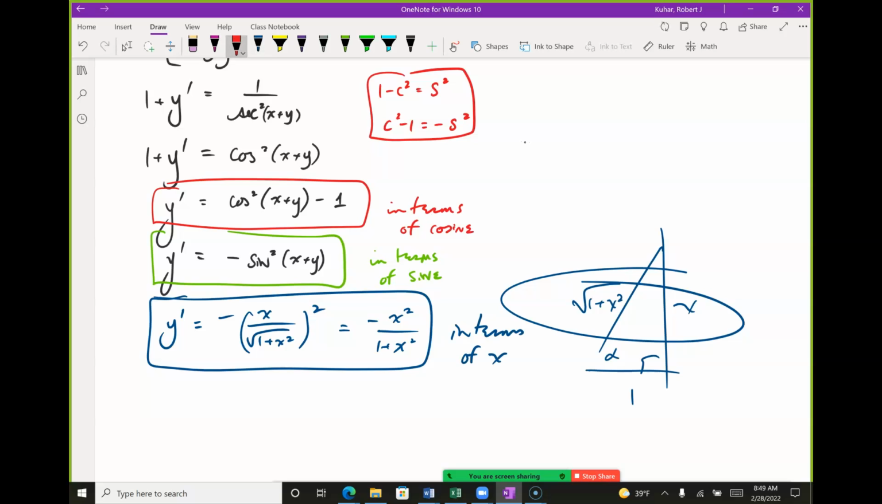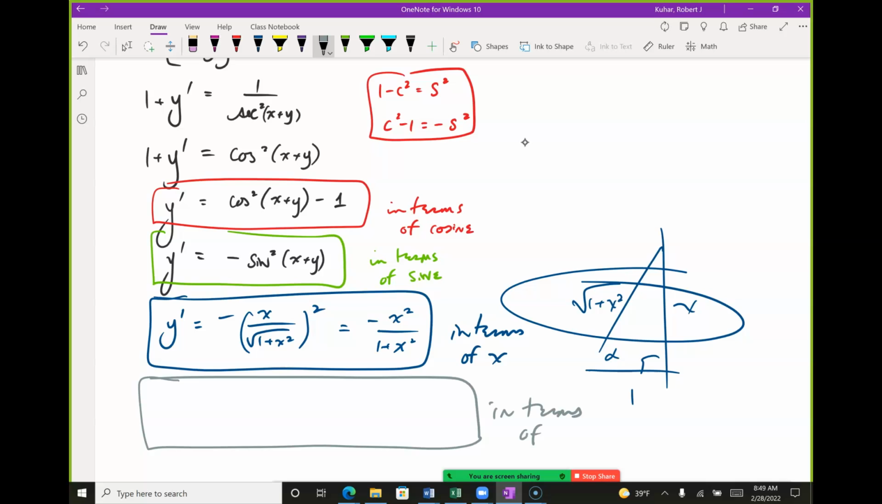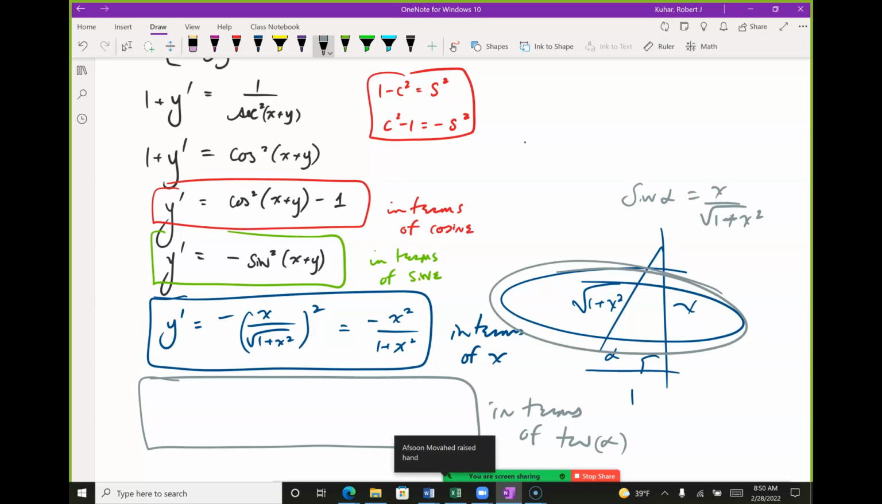Now I want it in terms of tangent. So where did the sine go? I got it from the triangle. Sine alpha is x, opposite over hypotenuse. Is it 1 over x? No, that's cotangent. Yes, x over square root of 1 plus x squared.